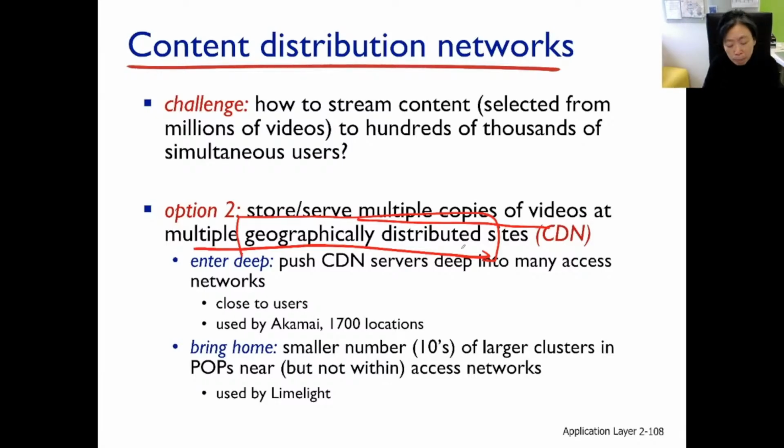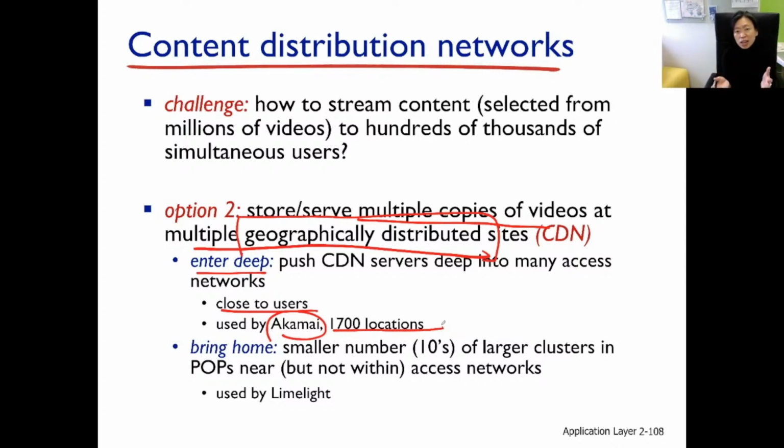Now, let's talk about the two models the CDNs are architecting their physical infrastructure. First one is called the enter deep. So this is actually speaking that the infrastructure, the machines themselves for storing these videos are actually deep, closer to the end customers, deep into the ISPs, to the local ISPs, so that they are close to the end customers. Akamai, one of the oldest companies, is implementing exactly this architecture. Therefore, there are so many locations around in Akamai.